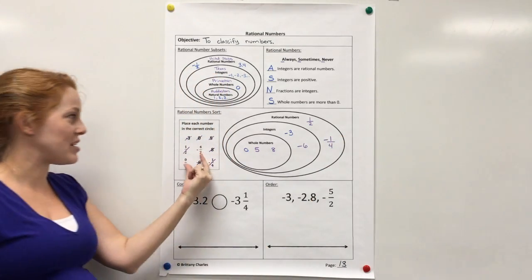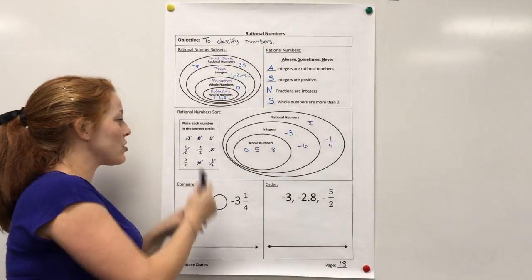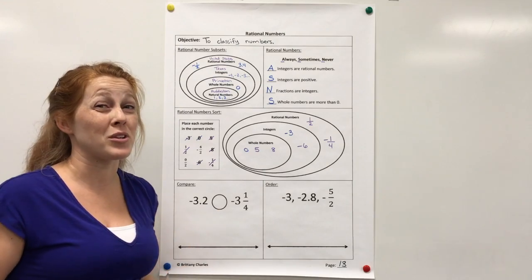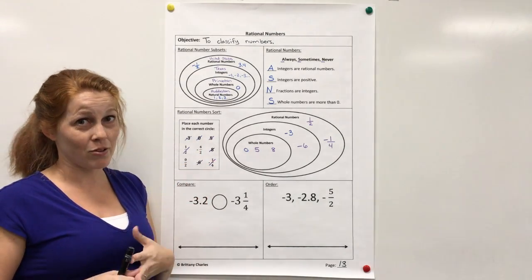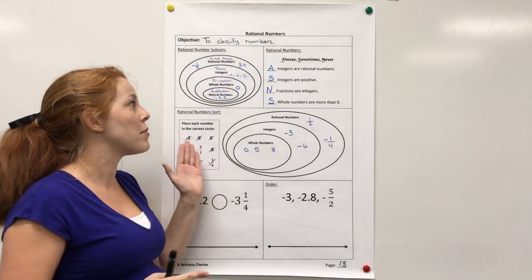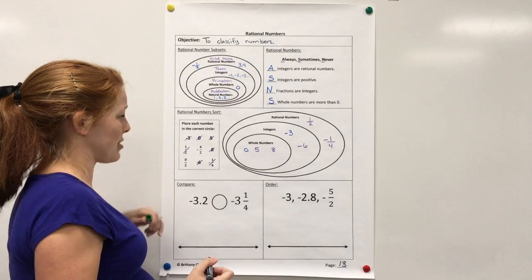Now, let's look back at these two. The reason I skipped them is because these are two fractions that can actually be reduced. So this is how you might get tricked. If you have a fraction that can be reduced, you need to put it in simplest form before you identify what type of number it is.